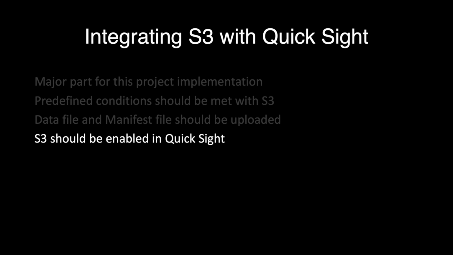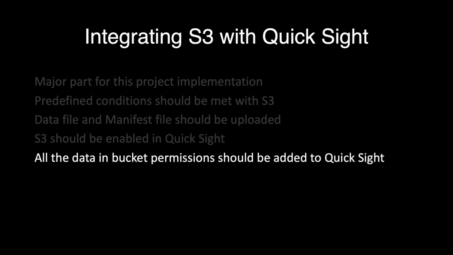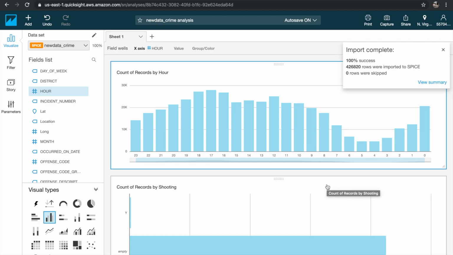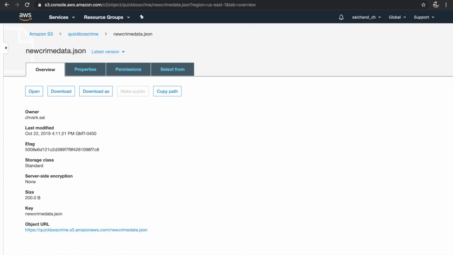S3 is a service which should be enabled in QuickSight to access the buckets stored in S3. At the same time, the manifest file, all the data and bucket permissions should be added to QuickSight. When you go to QuickSight, you have the permissions there. You need to enable S3 and also the buckets which we need to access. Then only we can access the data from QuickSight. We have seen the theoretical part till now. I know it's boring, so let us dive into the practical part so that we have a little fun here.